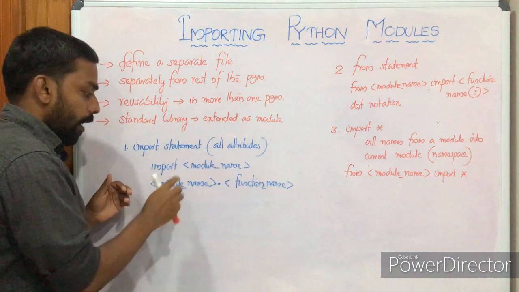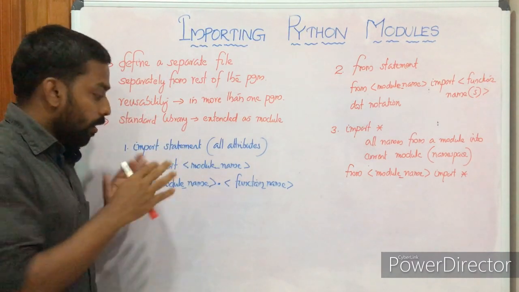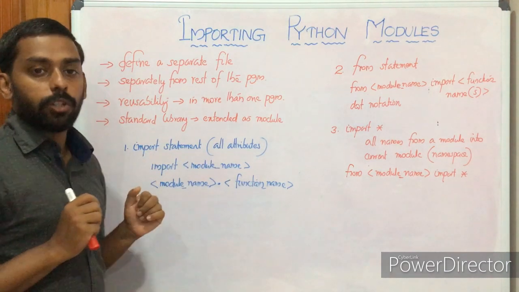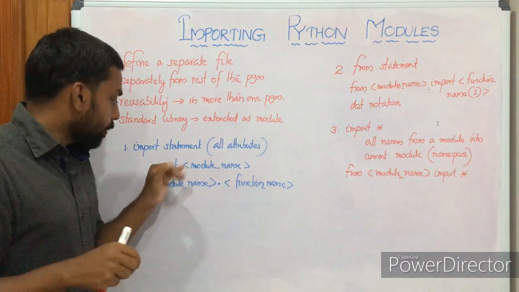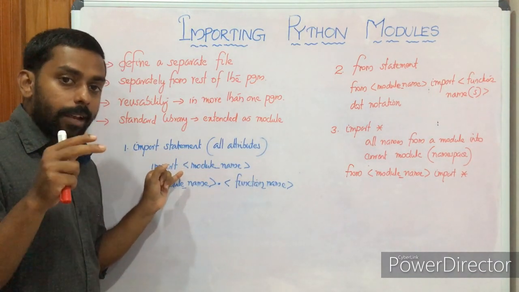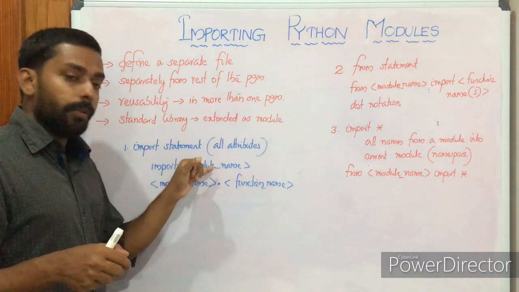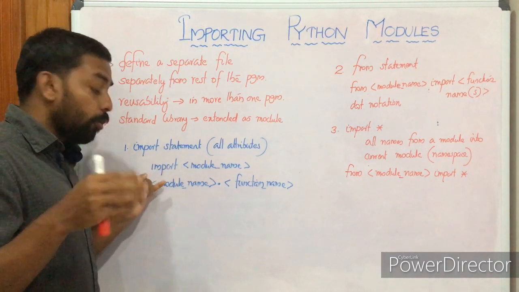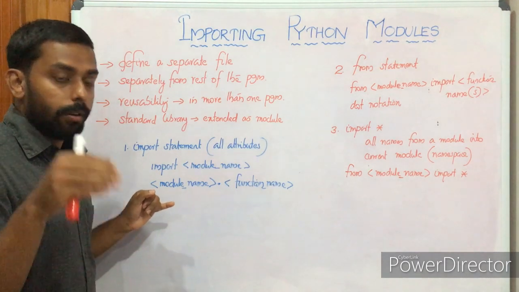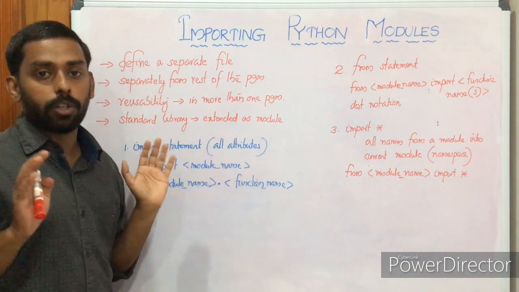Import module name, and then how to access the function: module name dot function name, that's the syntax, okay? Here it is. The first statement is the syntax of importing a module: import followed by the module name. And how to make use of the function available in the module? That's very simple. Module name dot function name.